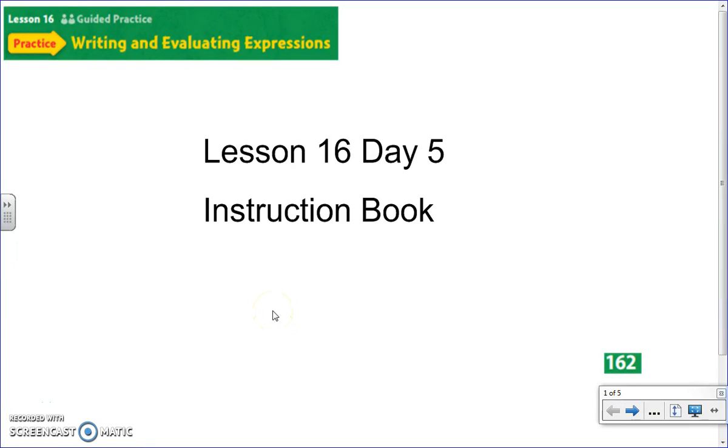Alright, this is Mr. Gillum, and today we're looking at Lesson 16, Day 5 in your instruction book, and we're writing and evaluating expressions.